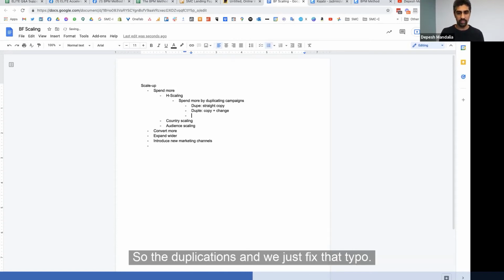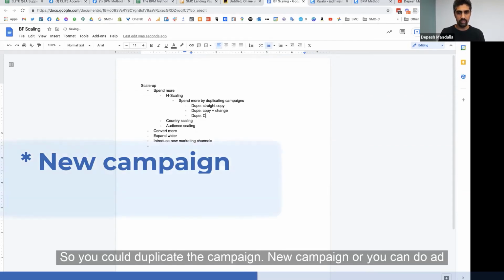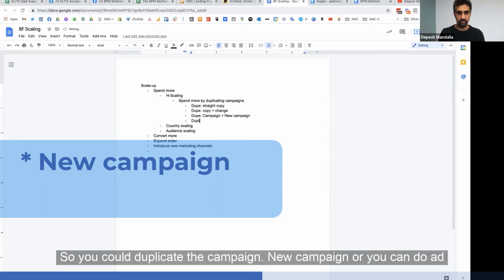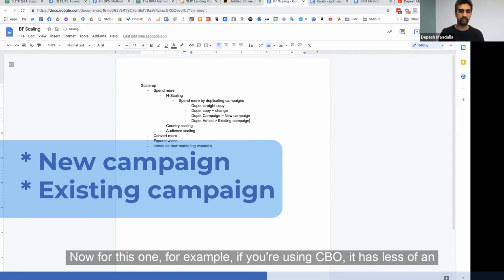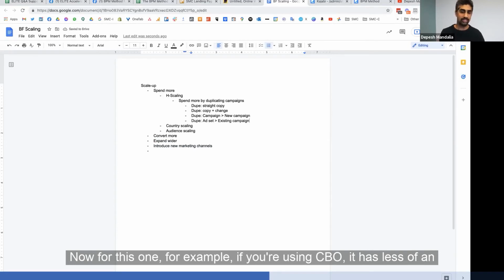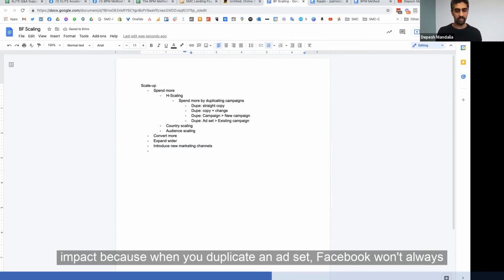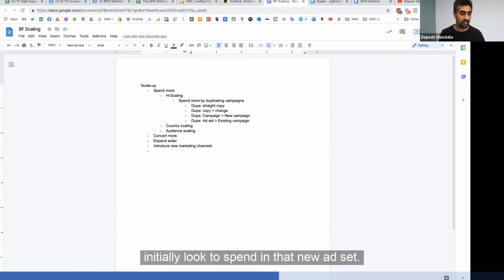So the duplications, let me just fix that typo. So you could duplicate the campaign, new campaign, or you can do ad sets, existing campaign. Now for this one, for example, if you're using CBO, it has less of an impact, because when you duplicate an ad set, Facebook won't always initially look to spend in that new ad set.